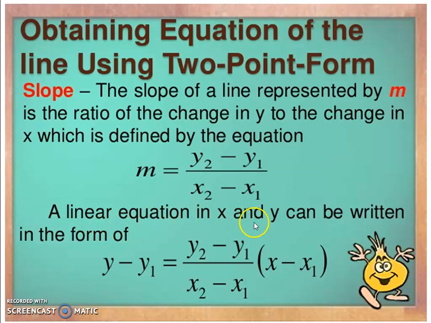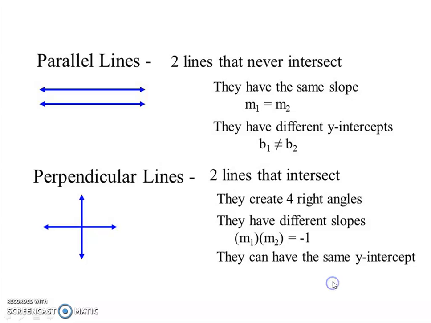The linear equation in x and y can be written in the form y minus y1 is equal to (y2 minus y1) upon (x2 minus x1) times (x minus x1). Be clear, (y2 minus y1) upon (x2 minus x1) is exactly m. So we should write y minus y1 is equal to m times (x minus x1).